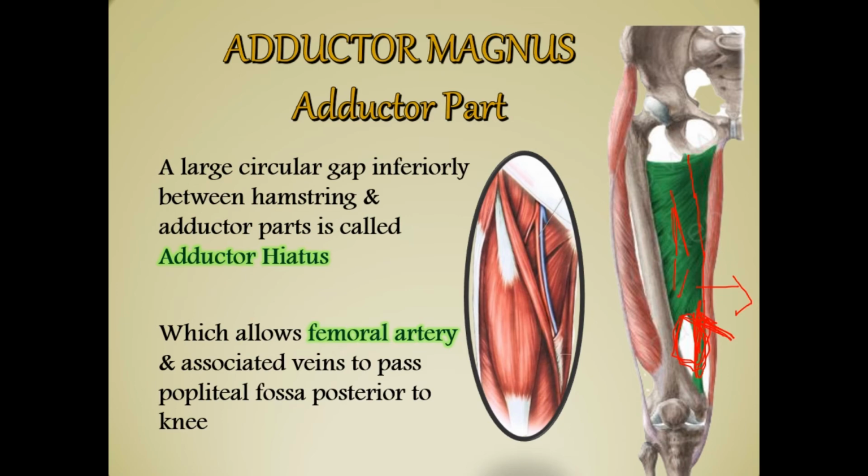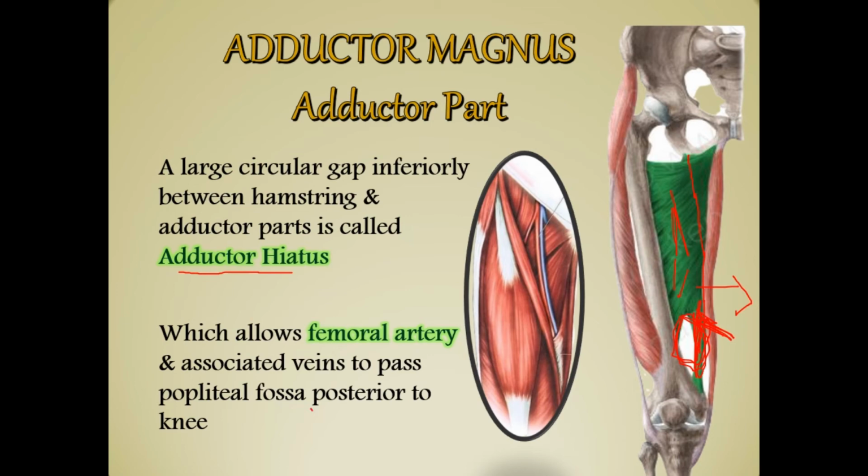In between the two, at the inferior end, there is a partition, or a circular gap, that is called the adductor hiatus. What is that? The adductor hiatus is just the gap in between the adductor part and hamstring part, at the inferior end of the femur, which allows the femoral artery and associated vein to pass to the popliteal fossa posterior to the knee.